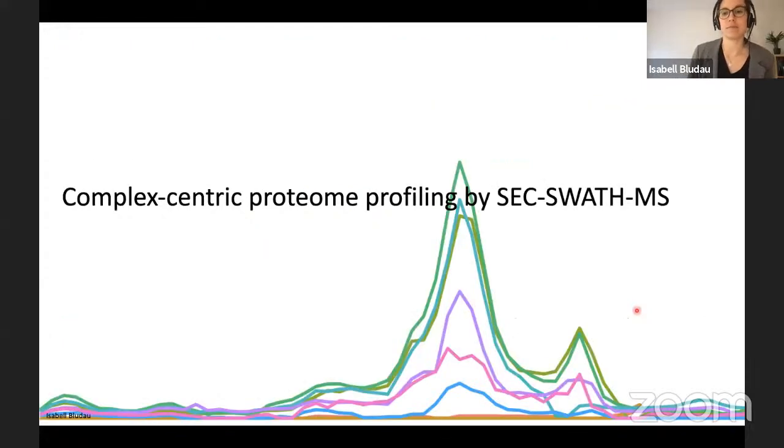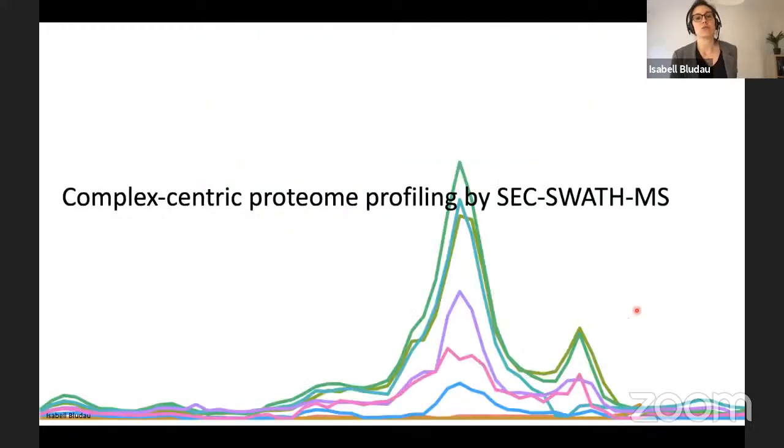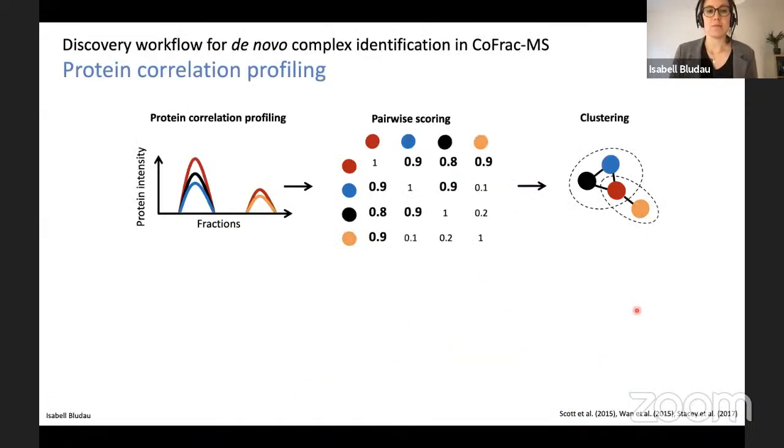Okay, having discussed some of the general concepts of interactome data analysis and similarities to proteomics in general, I would now like to focus on the complex-centric proteome profiling strategy by Zach Swathames that we developed in the Eberside lab during my PhD. To start off, I would first like to show you the more regularly used discovery workflow for de novo complex identification in CoFrag-MS data, often also referred to as protein correlation profiling.